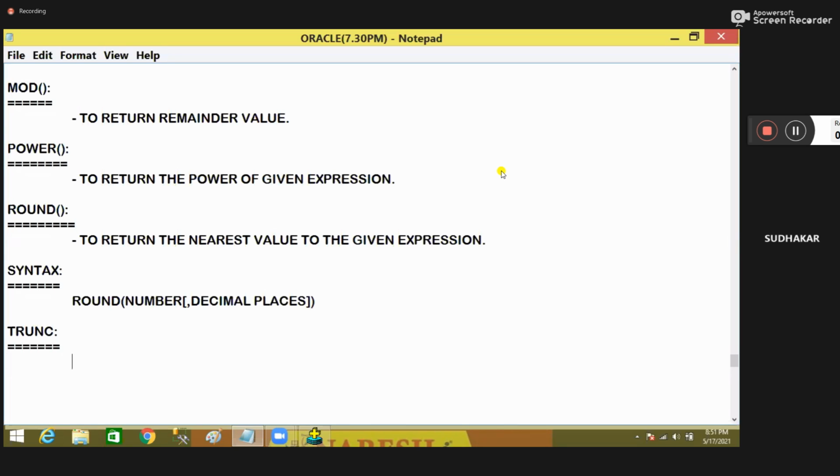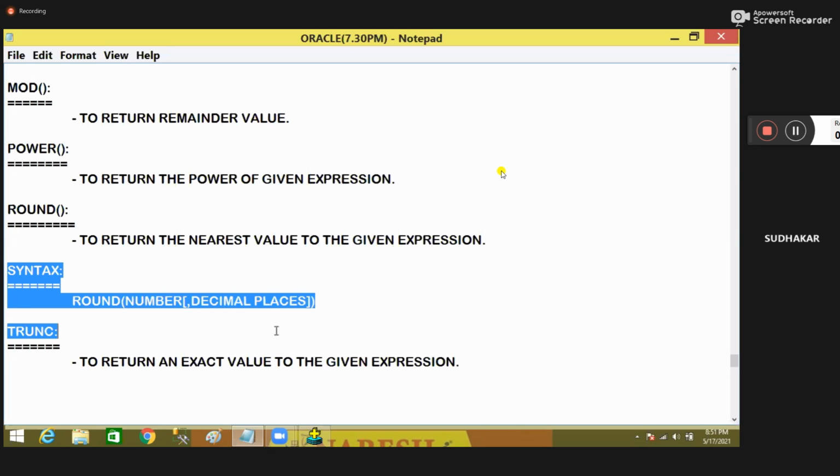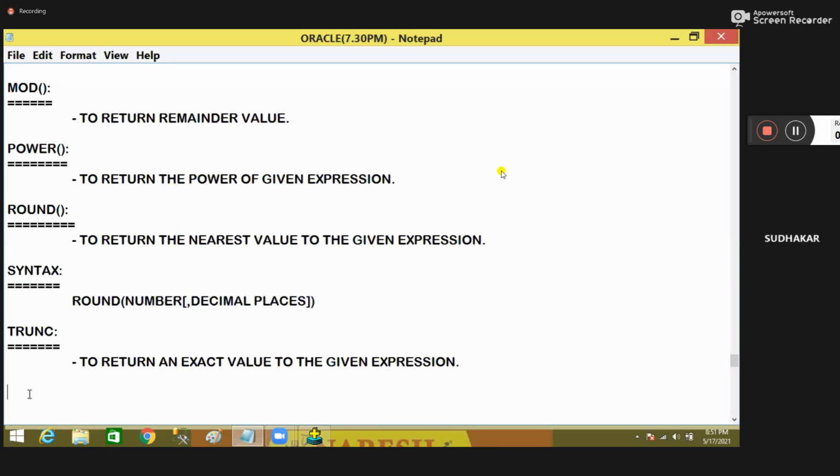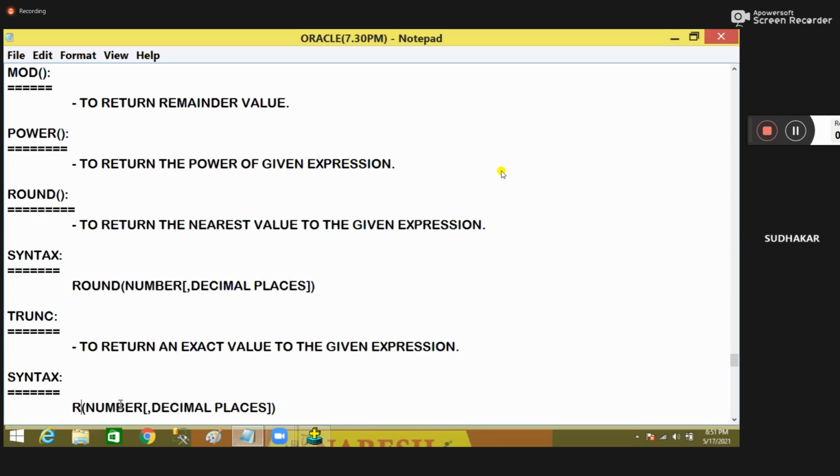The trunk function, what it will do, it is not the nearest value, it is to return an exact value to the given expression. So it is not the nearest value, not a rounding value. Here the exact value is returned. The syntax is the same, but your function name is trunk. Now, exact value. Observe the difference carefully.